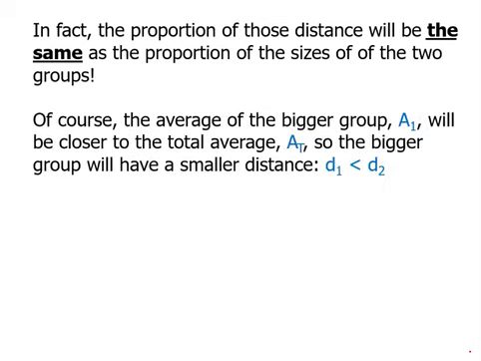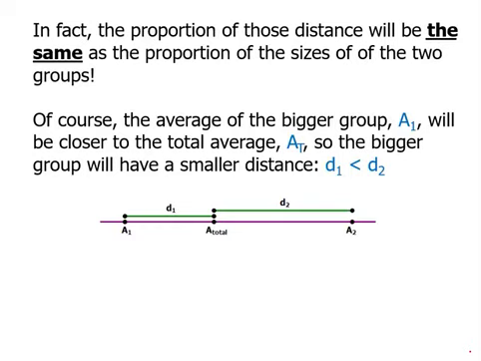Of course, the average of the bigger group will be closer to the total average, so the bigger group will have the smaller distance. So again, group 1 is the bigger group, so it has D1, the smaller distance. But if we take the ratio of those distances and the ratio of the sizes of the groups, and of course we have to flip them over, big goes with small, small goes with big, we can set them equal, and it's the same ratio. Now, typically we don't set up that ratio, but we use that ratio to solve problems.